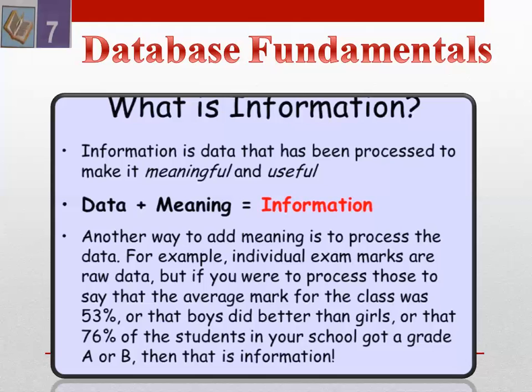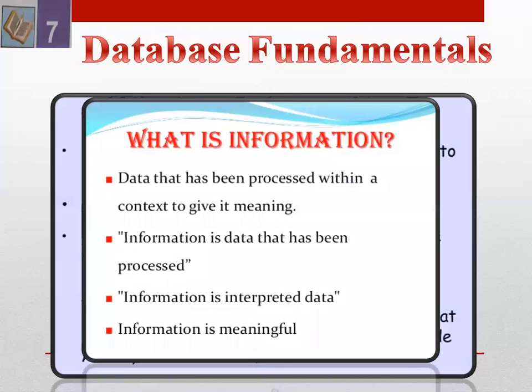So suppose a student fills an admission form and enters all the information, the student's name, father's name, all these are raw facts and figures. But after processing, this student information is converted into meaningful information which can be useful and you can present to someone easily. So information is data that has been processed within a context to give it meaning. Information is data that has been processed. Information is interpreted. Data information is meaningful. So information is the processed or organized form of data.